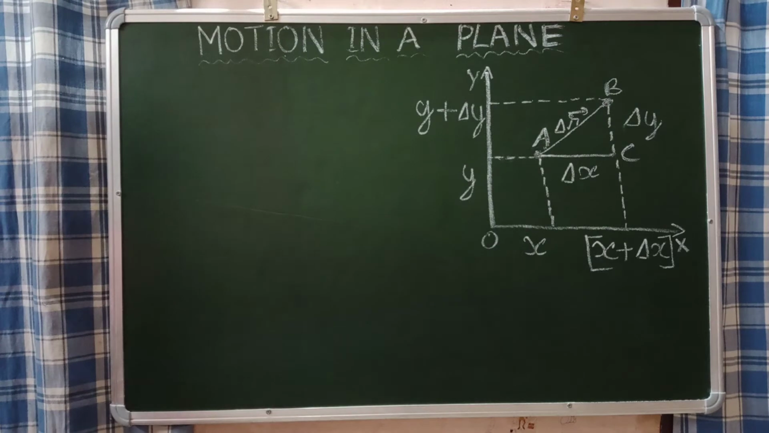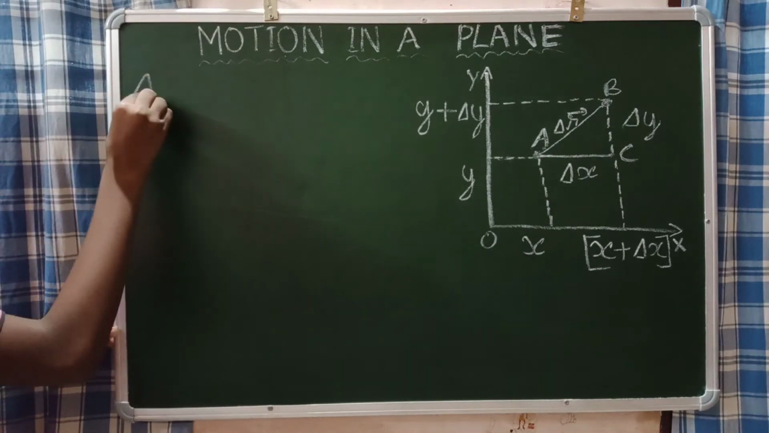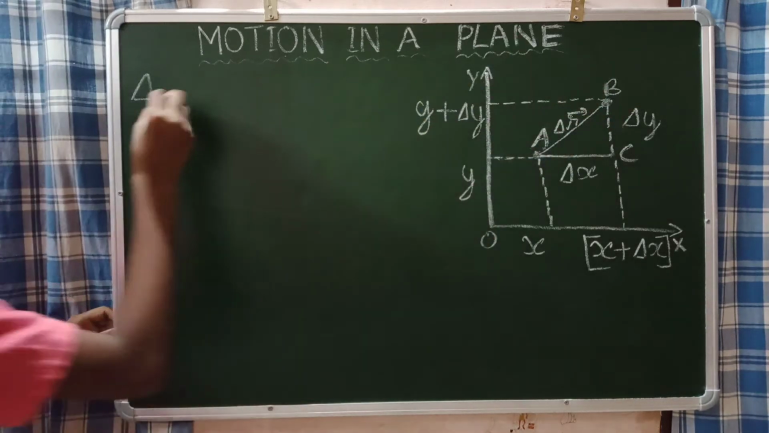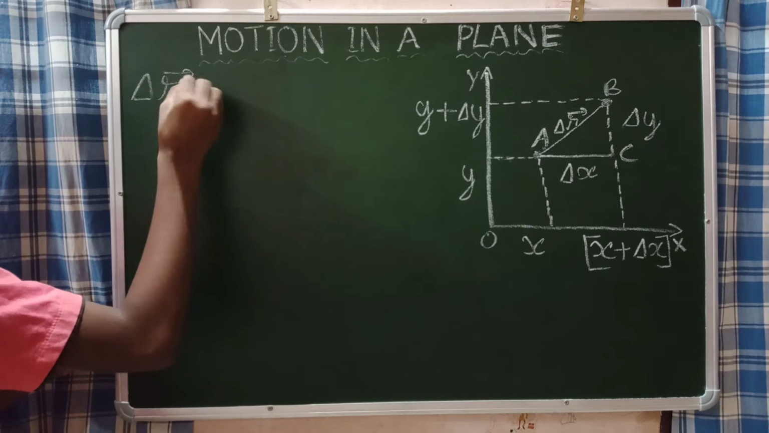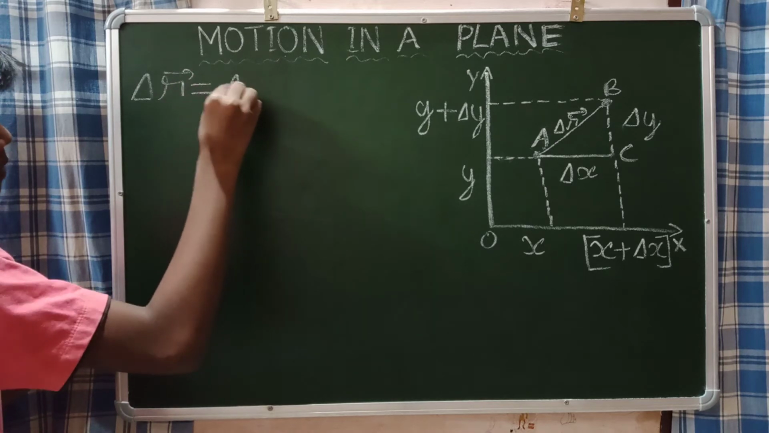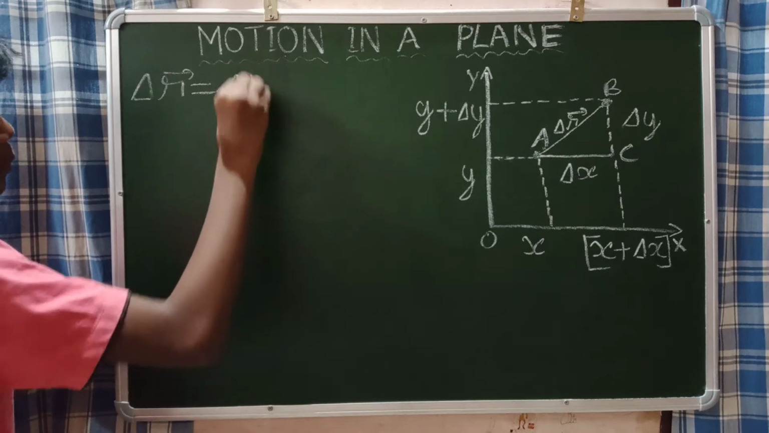How will you be finding it? Now we know the displacement. That means I am representing this AB as delta r vector. Delta r vector is equal to this AB vector. That I told, this is equal to this AB vector.